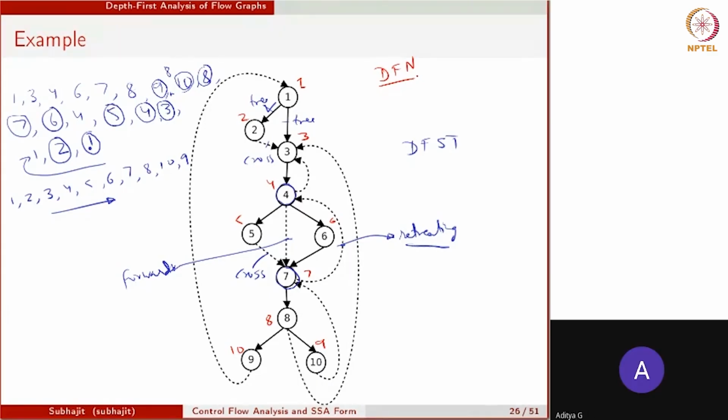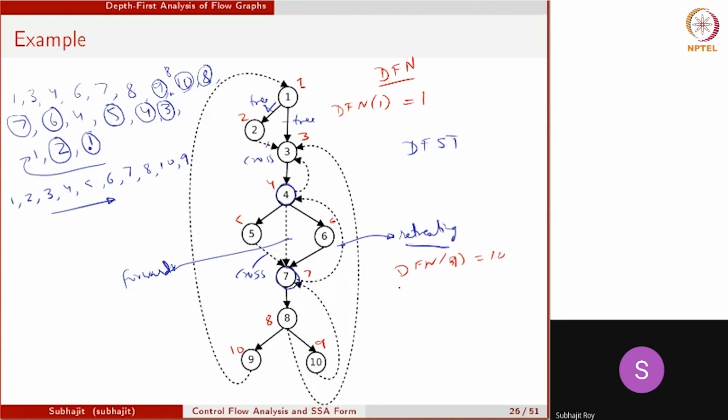Numbering is basically constructing a map from a node to a number. Sorting is basically putting the nodes in a certain order. Right? So they are different operations. Like searching and sorting are different operations, right? So the first numbering is giving you a number to every node in the graph. If I ask you the DFN of 1, it will return me 1. If I ask you the DFN of 9, it will return me 10, right? So it gives you a number.